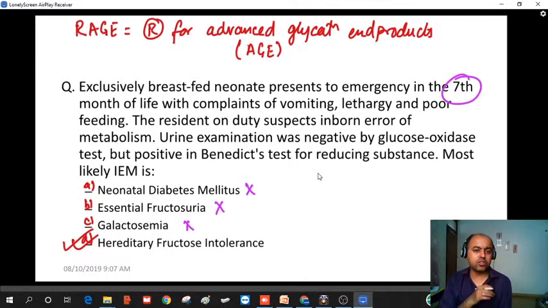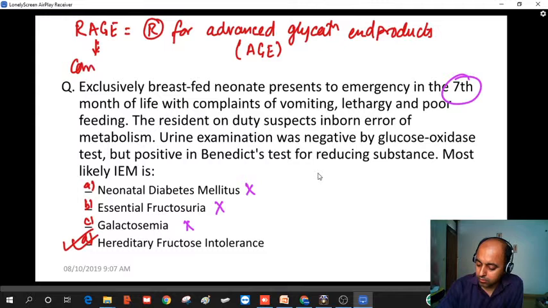Previously it was not known that we have receptors for these AGEs. It is a recent discovery about 8 to 10 years back. These receptors have been identified, which combine with the advanced glycation product, and they are responsible for complications of diabetes.